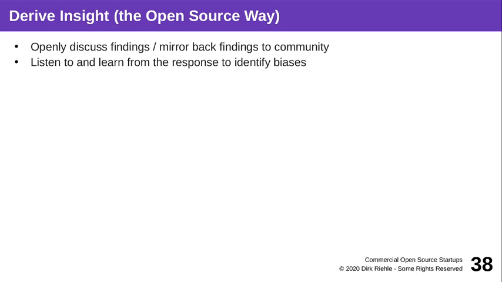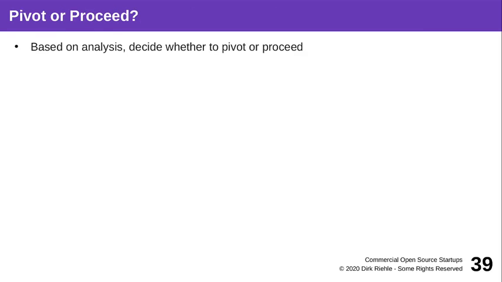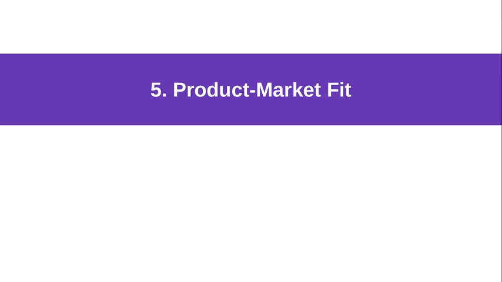And again, in open source or using an open source community, you can discuss your findings openly, mirror what you find back to community and engage in a discussion. You can, if you do it right, get a lot of interesting feedback from a lot of smart people. So listen to your community and learn from their responses what works and what doesn't. And again, you use that as input to decide on whether you pivot or proceed.